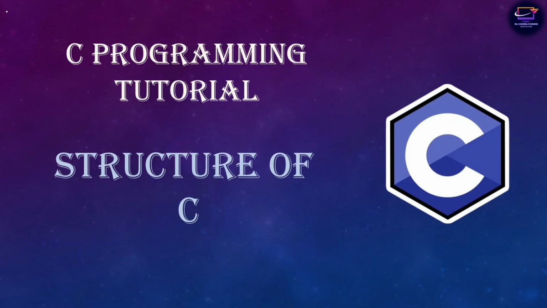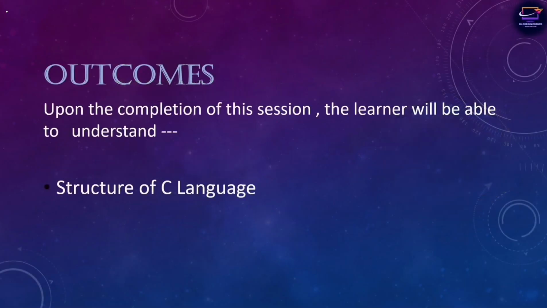In this video, I am going to talk about the structure of a C program. That is, what is the basic structure of a C program, how the program looks, and how to write a C program. Upon completion of this session, the learner will be able to understand the structure of C language. Structure means what sections are there in a C program and what you have to include. I am going to discuss all the sections, but some sections are optional and some are essential to include in your program. It is not necessary to add all the sections when you write a program.